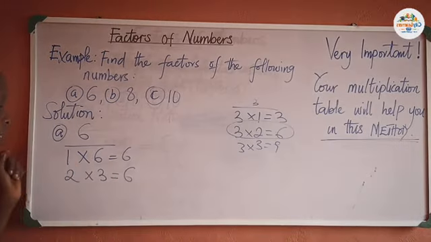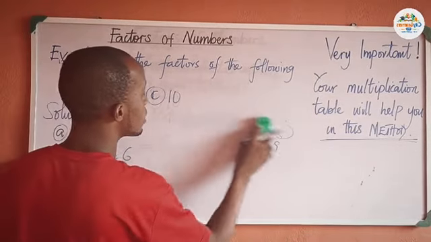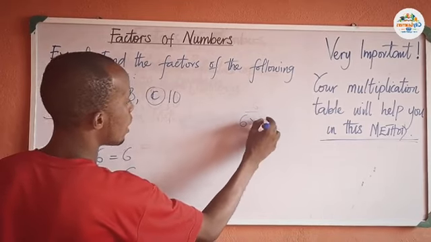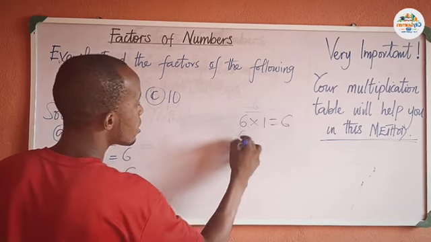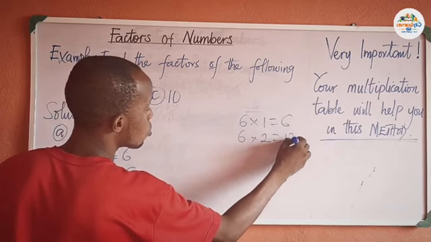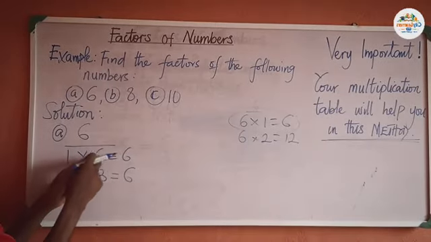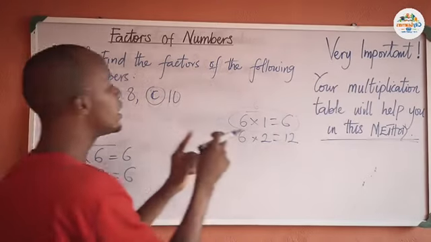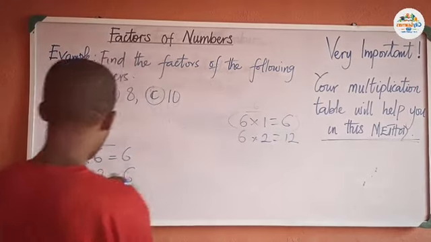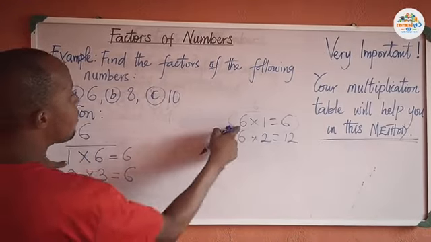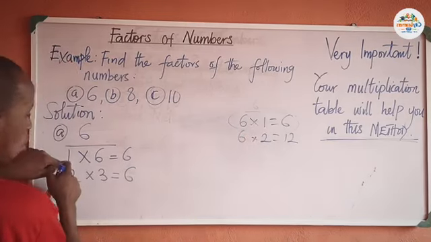For instance, if we get to the 6 multiplication table, of course, and we say 6 times 1, that gives us 6. 6 times 2, that gives us 12. This is what we are looking for, and you can see that we already have 1 times 6. So there is no need of writing 6 times 1, because the two numbers that we multiply together have the same value. 1 is here, 1 is here.